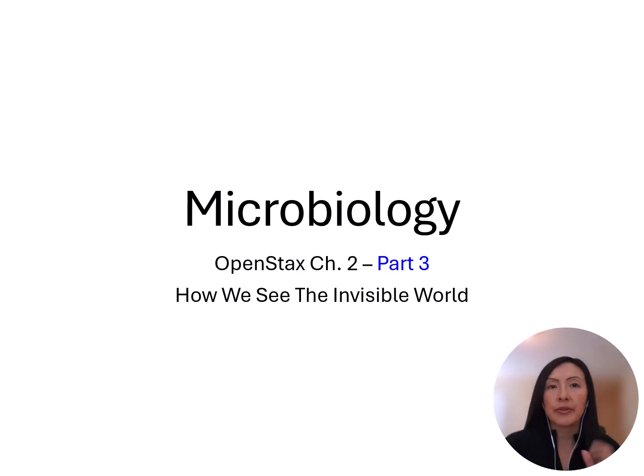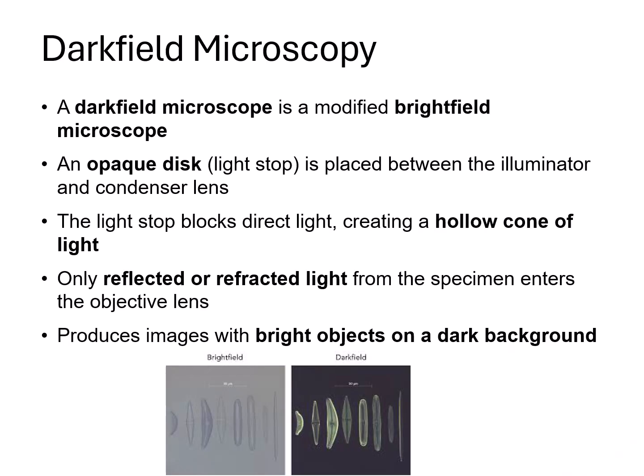All right, welcome back to our third video for Chapter 2. We're going to continue Section 2.3 here. At the end of the previous video, we started talking about different types of light microscopy, starting with bright field. Remember, bright field was when we saw darker images against a bright background.